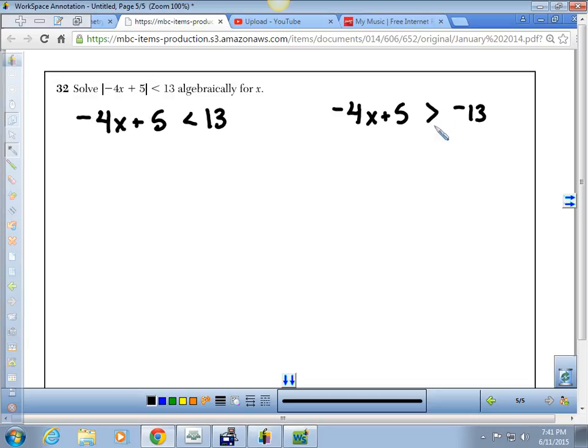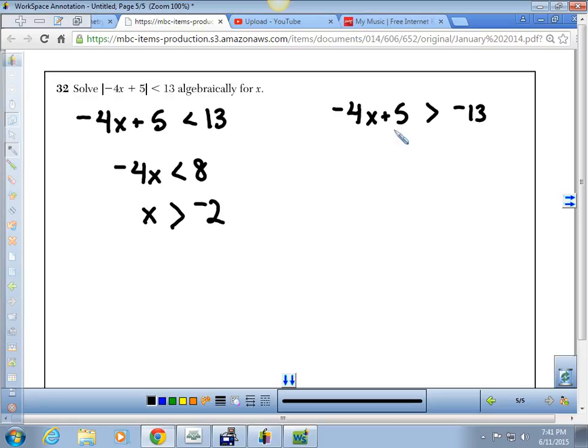Okay. How do we undo adding 5? We're going to subtract 5 and get what? 8. We're then going to divide by negative 4. What's 8 divided by negative 4? Negative 2. What do we also have to do here then? Flip the sign, divided by a negative. So x is greater than negative 2.